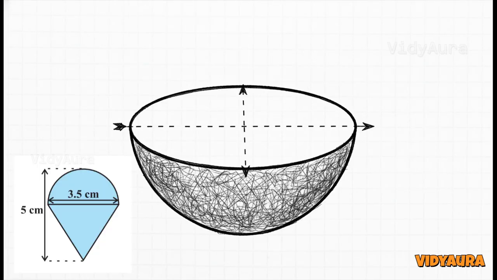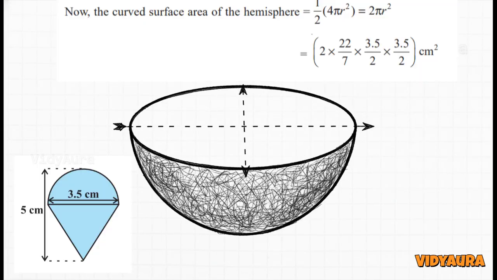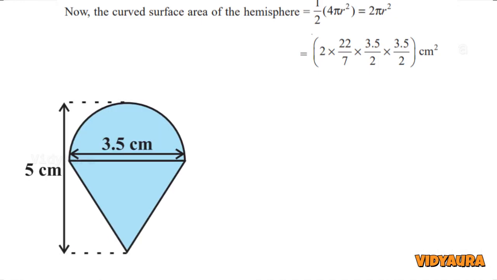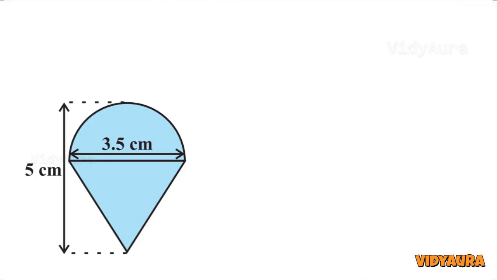Let's start with the hemisphere. We know the formula for its curved surface area is 2 pi r squared. Now, they gave us the diameter, which is 3.5 centimeters. The radius, r, is always half of that, so it's 1.75 centimeters. Now we just plug that into our formula. 2 times 22/7 times 1.75 squared. Okay, hemisphere part is set up.